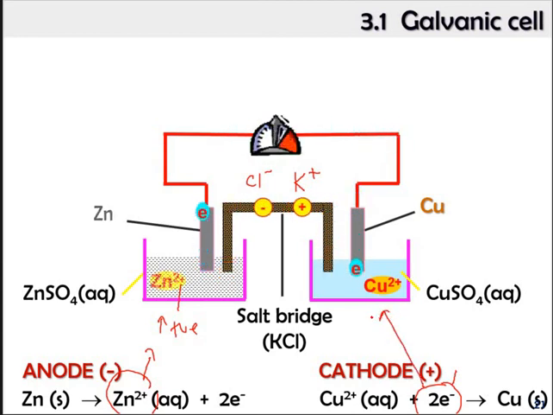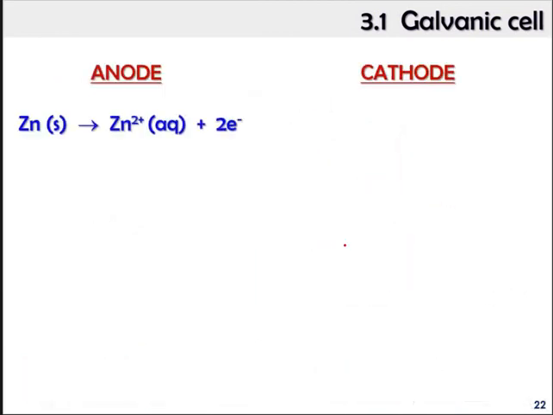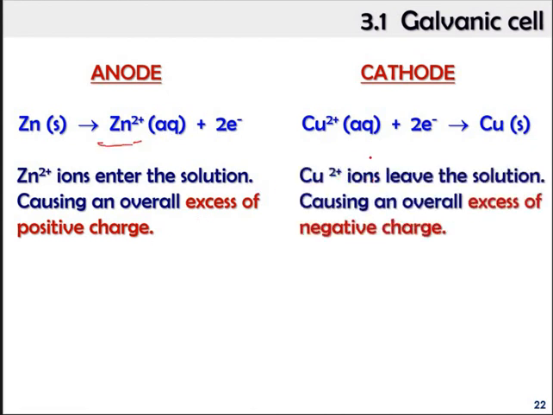Okay, so the reaction akan sentiasa berlaku. Okay, sebab electrolyte kat sini dia akan maintain dia punya neutrality. Alright, so this is what happened at anode and cathode, and then okay, ini Medan dah terangkan tadi. Okay, the zinc 2+ enter the solution, causing the overall excess of positive charge, and the Cu2+ ion leave the solution, causing an overall excess of negative charge. Okay, so banyak negatif kat sini, dah banyak positif kat sini.